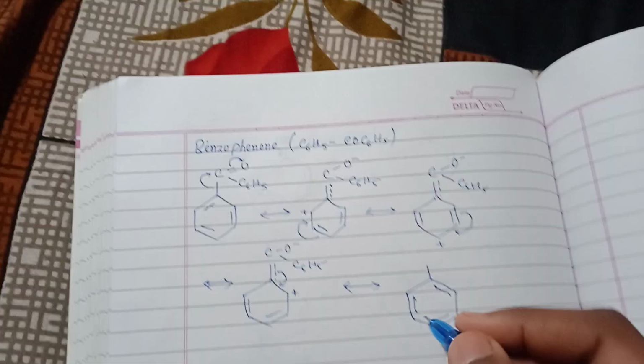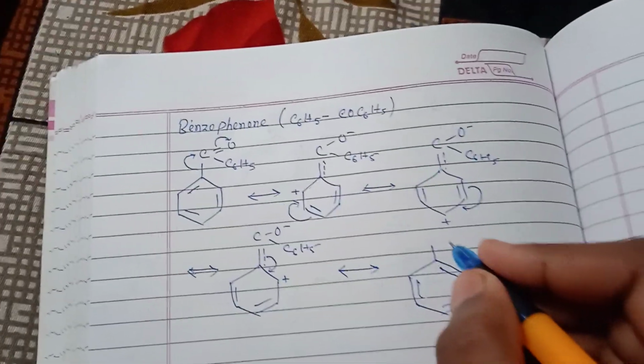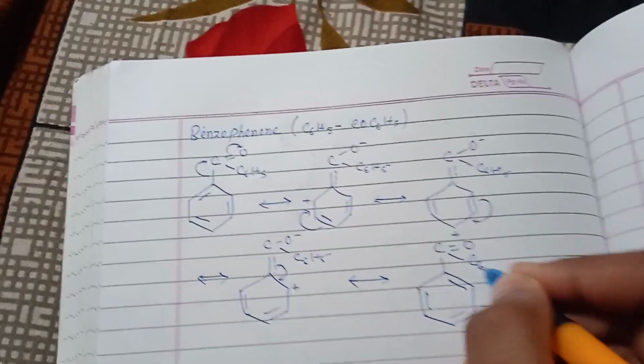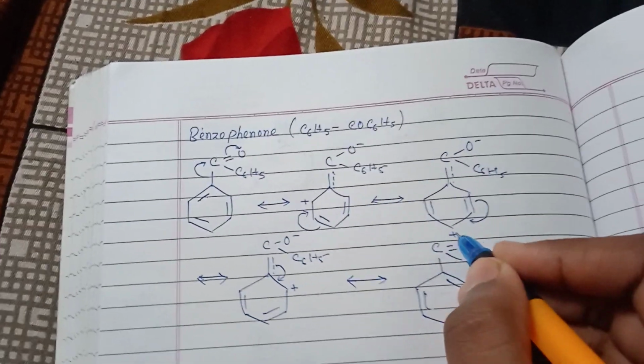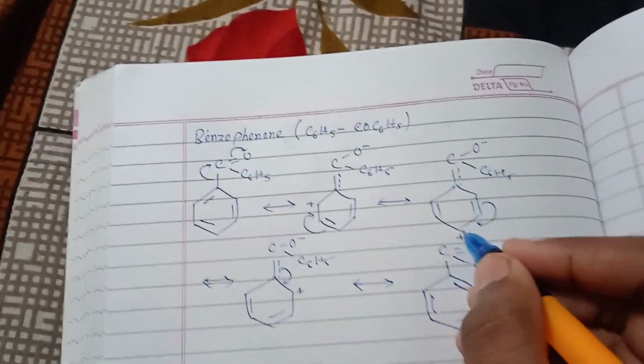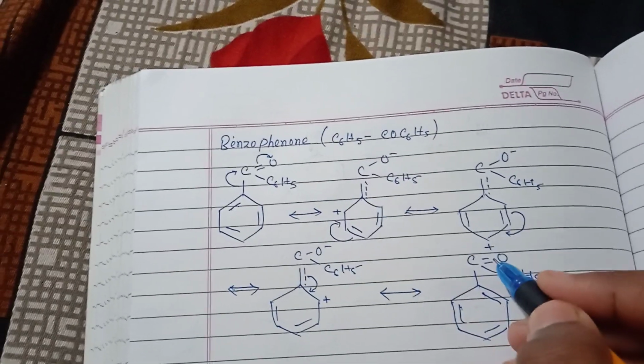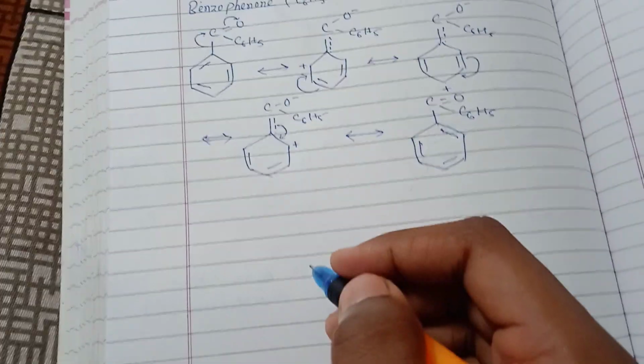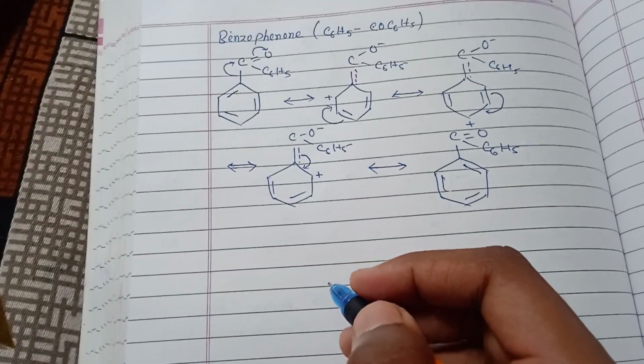Please make it, all of you. It will be C double bond O and C6H5. That's the last structure. This plus sign is for the ortho position. Sorry, para position for this structure. This is not the plus sign for this. Okay, that's the final.